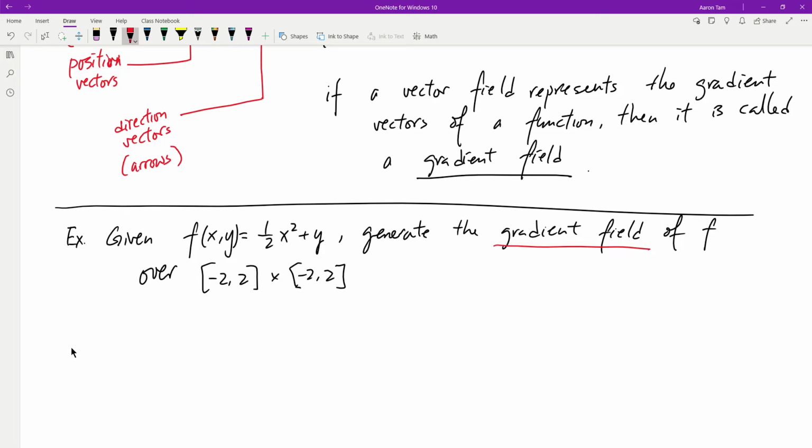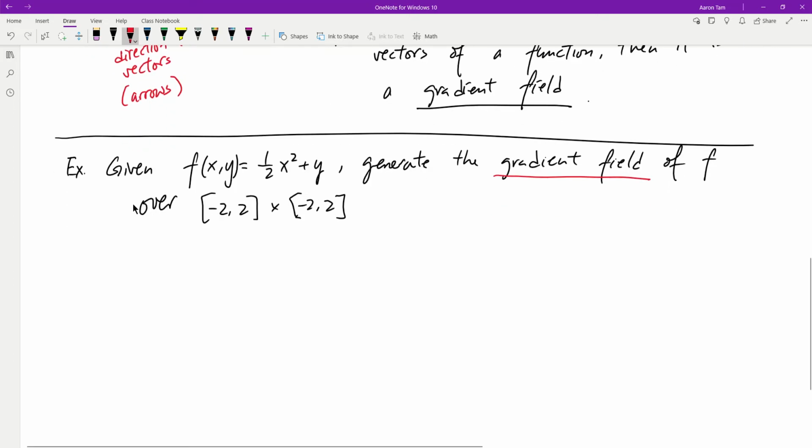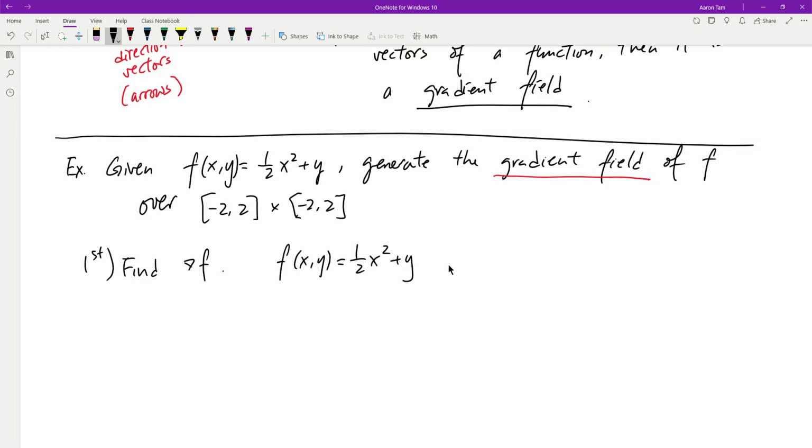So how are we going to generate this gradient? Well, first thing is to find the gradient. So number one, let's find the gradient of f first. If f of x, y is equal to 1/2 x squared plus y, then what is the gradient of f equal to? Well, the gradient of f of x, y would actually equal, remember, a vector. So it's actually pretty simple. It will be 1/2 times the derivative of x squared, which is 2x, so therefore it becomes just x. And then the derivative of y, which is 1. So that's a very easy gradient.